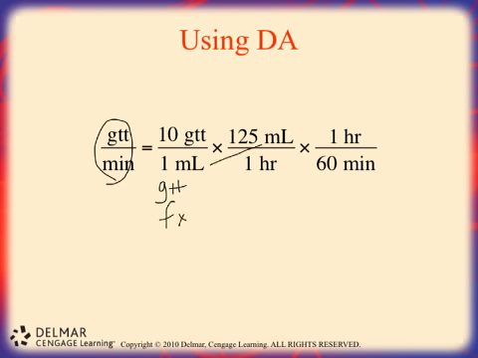And then your milliliter per hour. Then convert your hours to minutes. Cancel out your hours and your milliliters, and you're left with drops per minute.